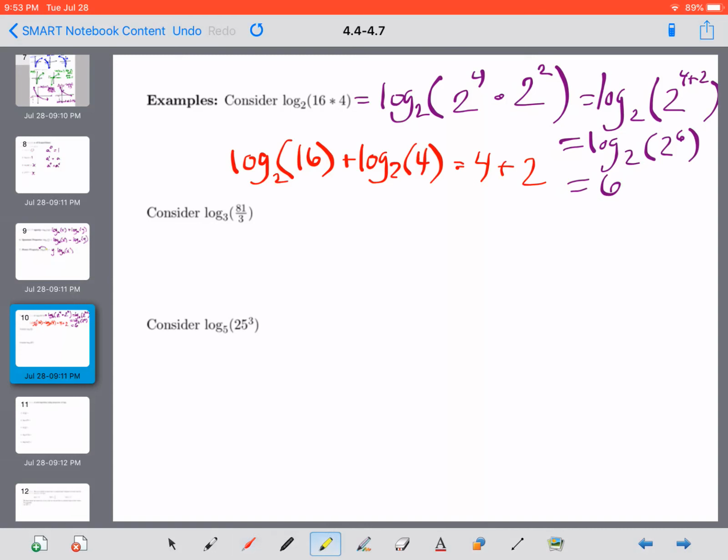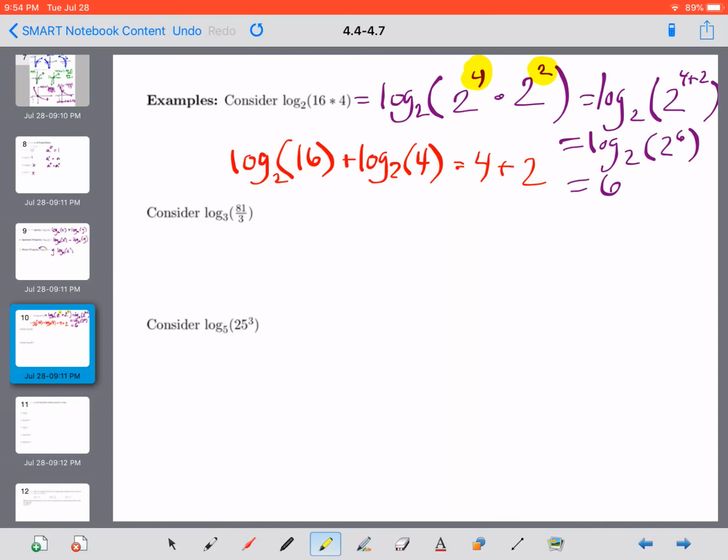Because remember, these logs that you're getting out at the end, they're exponents. And when we multiply two terms, we add the exponents. That's why when we break this up into two separate terms, we're going to add them together, because each of these individual logs are representing exponents. When you multiply two terms, you add the exponents.